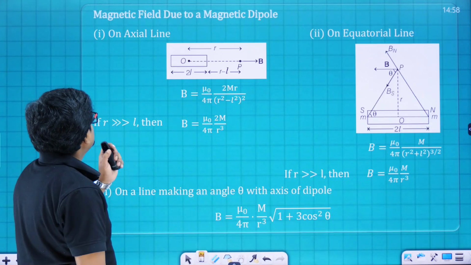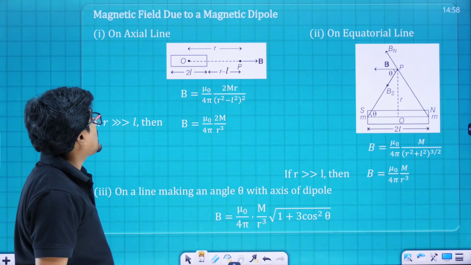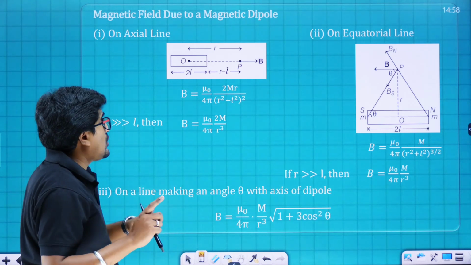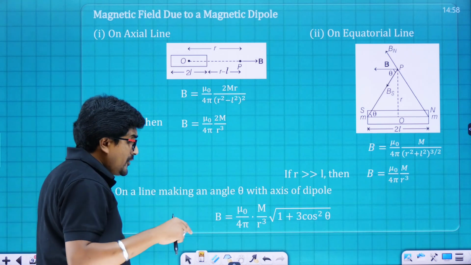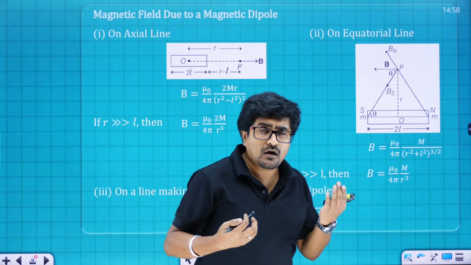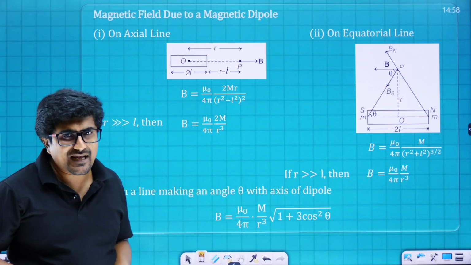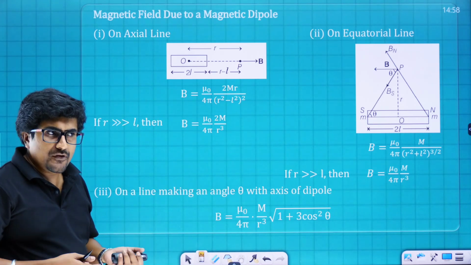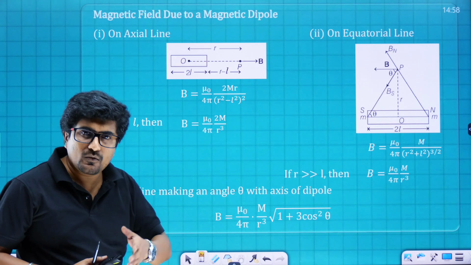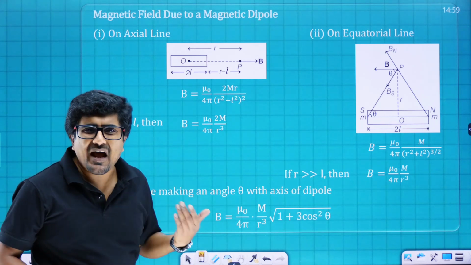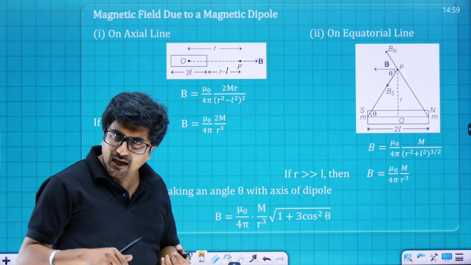Moving to the next, that is magnetic field due to a magnetic dipole, basically a bar magnet, along the axial line as well as along the equatorial line. You might recollect the electric field due to an electric dipole along the axial line as well as equatorial line. If the dipole is taken as a small one, it was 1 divided by 4 pi epsilon naught, 2p by r cube as well as p by r cube along the axial line and equatorial line respectively.